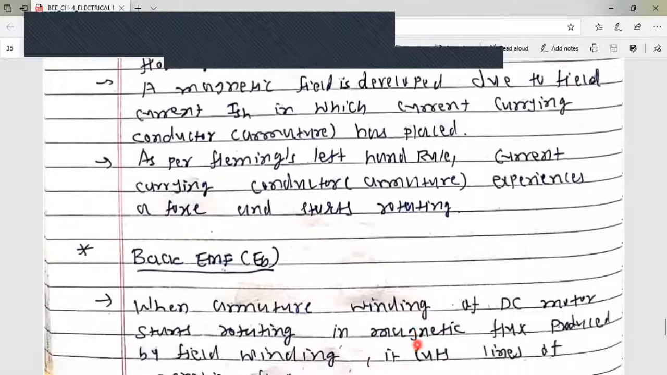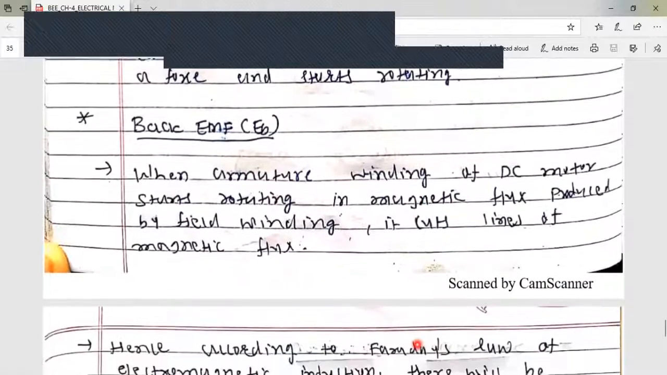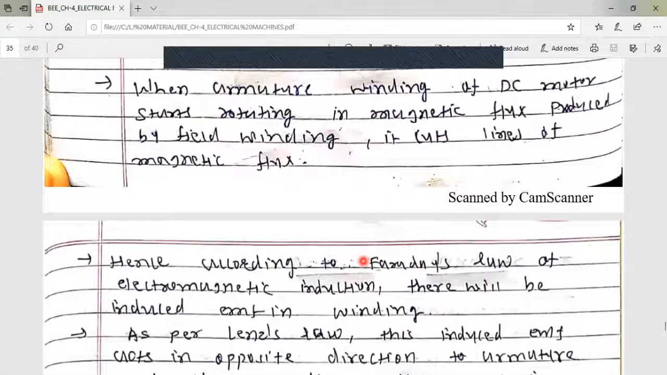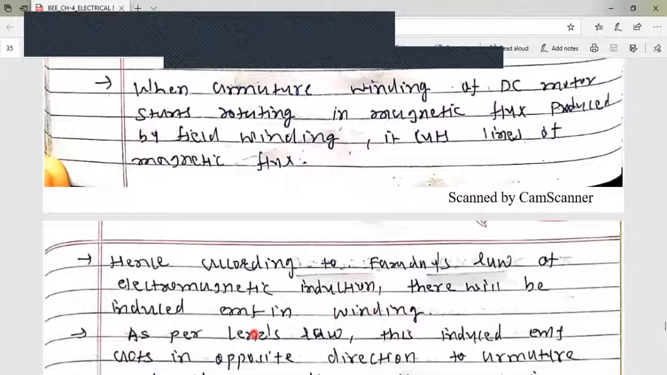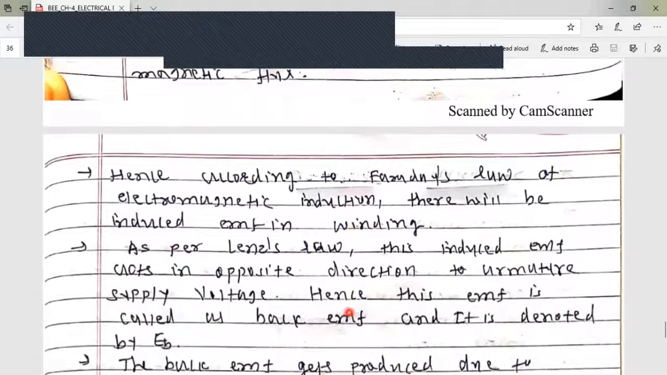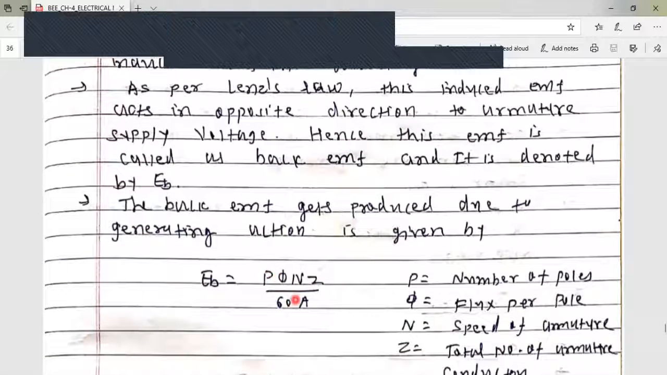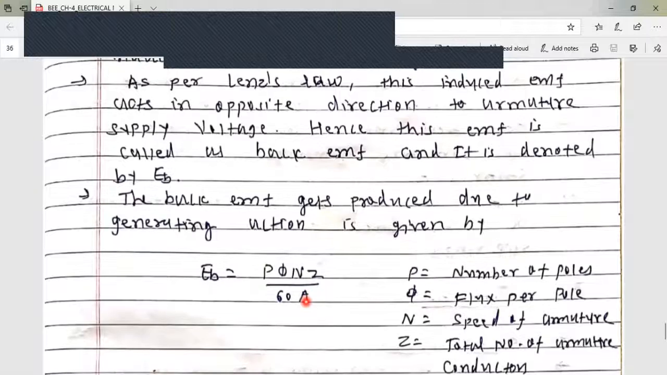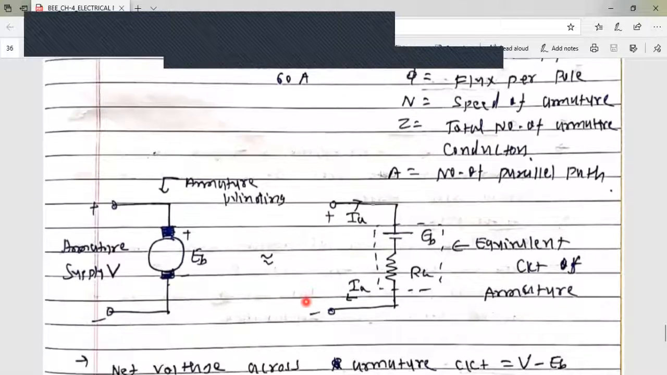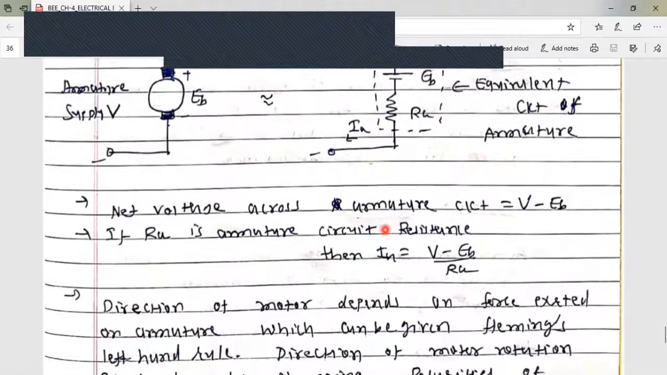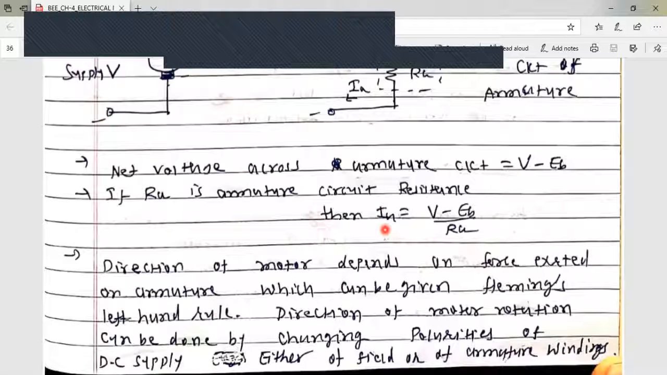And back EMF is produced in the armature according to Faraday's law of electromagnetic induction. There will be an induced EMF in the armature winding, which is known as back EMF, and back EMF is given by P phi N Z upon 60 A. This is about the separately excited DC motor. Here is the armature winding, back EMF, and this is the equivalent circuit of the separately excited DC motor. This is all about DC machines.